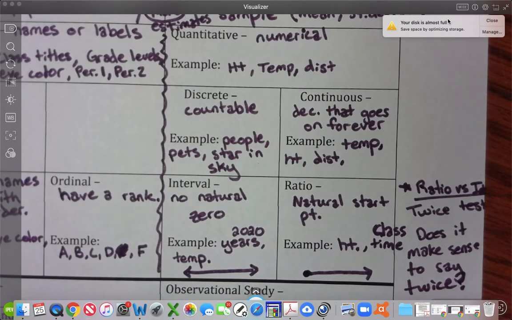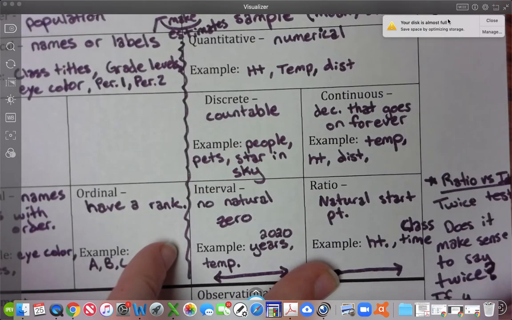Like for height, this person is twice as tall as this person. This class is lasting twice as long as another class. You wouldn't say that the year 2020 is twice as long as the year 1010, because there was that many years before that. So that type of thing. If it makes sense to say twice, ratio is going to be the one that you use. So I'll put if yes equals ratio. That's what it is going to look like.